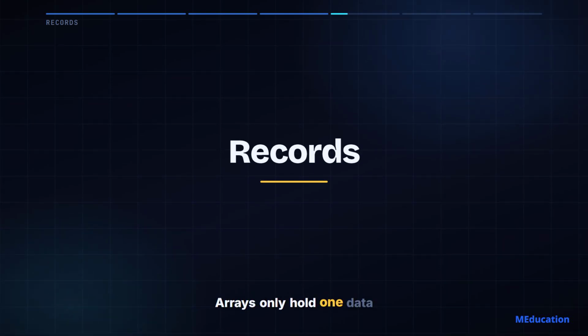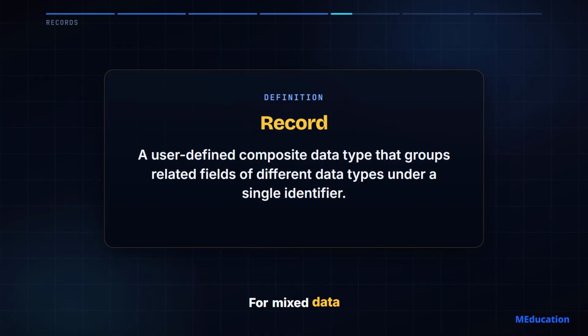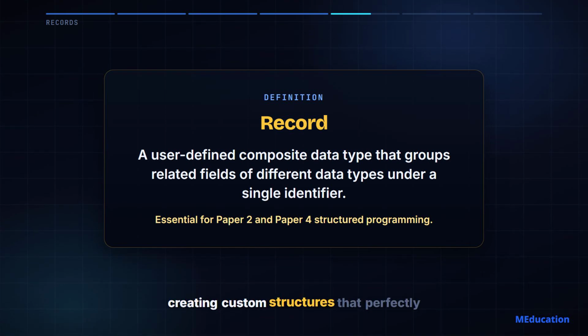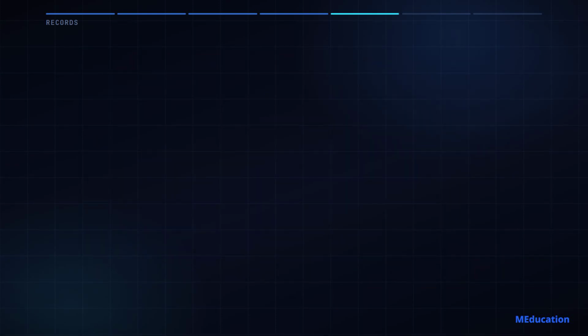But what if you need to store a student's name, their age, and their grades all together? Arrays only hold one data type. For mixed data, you define a record. You will learn how to group different data types under a single identifier, creating custom structures that perfectly model real-world objects. Without records, handling anything more complex than a simple list becomes a chaotic mess of parallel arrays. This is essential for structured programming.